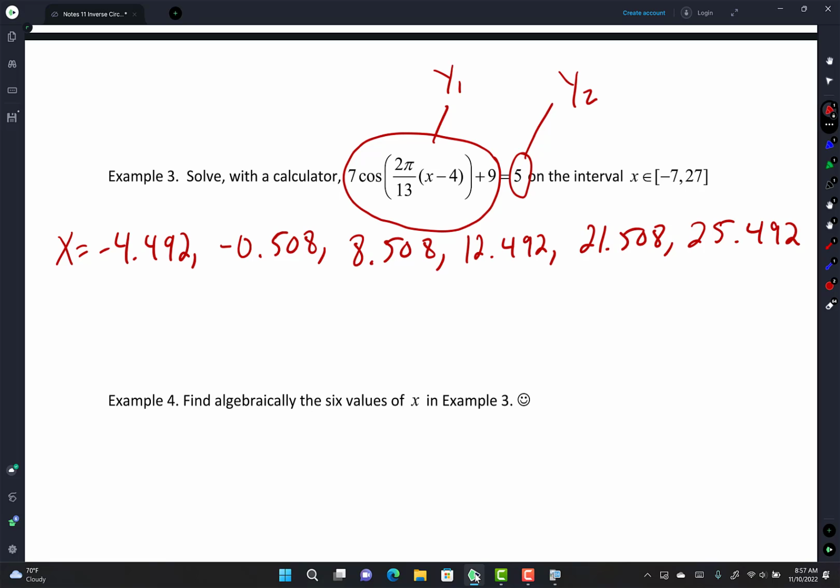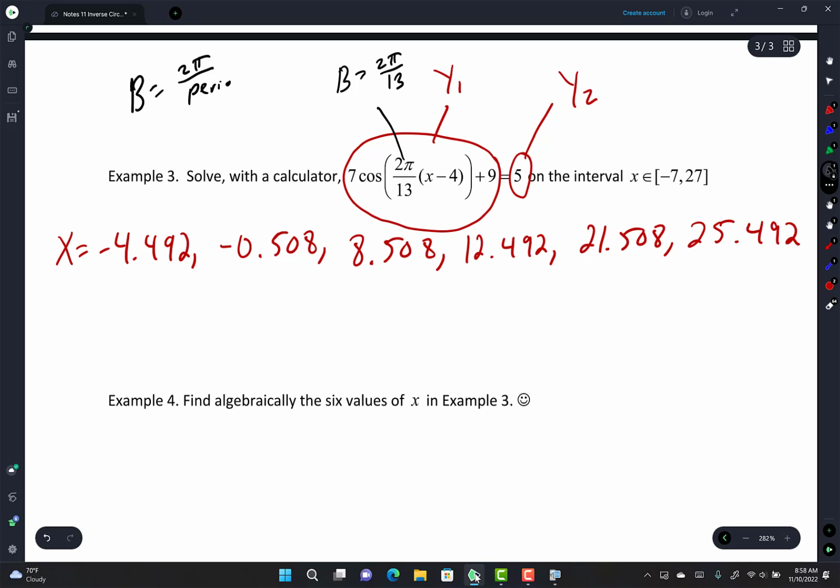How do we feel? Now I want you guys to enjoy the beauty of math. Look at this, guys. Let's see if we can notice something. That's my b, right? The b is 2 pi over 13. And remember we said that we calculate the b by doing 2 pi over period. So that means, according to this, the period is 13.